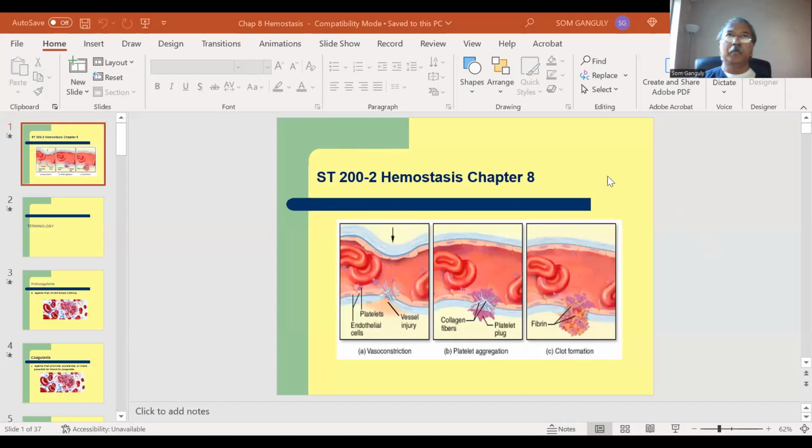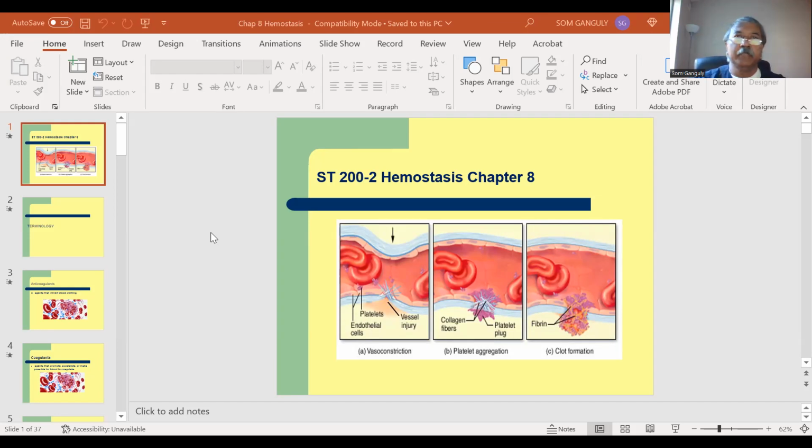Okay, so we are going to discuss chapter 8, hemostasis. And there are a couple of students who are going to miss it. So for them, I am going to record this chapter here so they can use it to catch up.